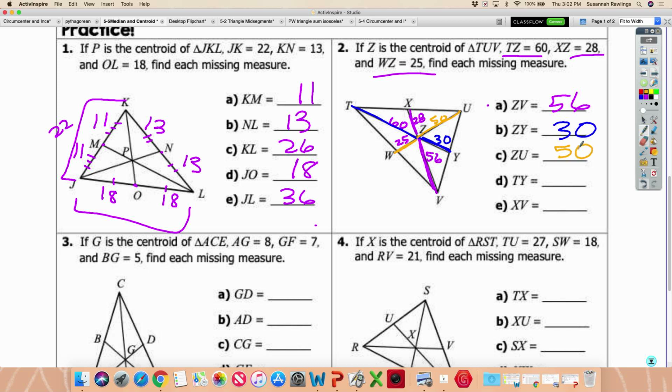Okay, and these last ones are going to have us add some segments together. So TY, what 2 numbers should we add together? 60. Good, to get 90, so 60 plus 30 there. And then XB, we're going to add what? 28 and 56, which would be 84. So that answered your question.